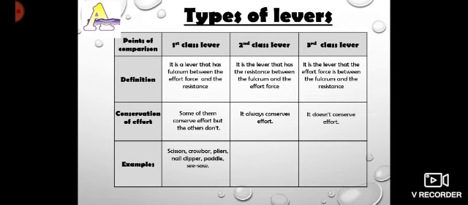And now here are some examples for each of them. The first class lever: scissors, crowbar, pillars, nail clipper, the pedal and the seesaw. The examples for the second class levers are wheelbarrow, stapler, soda water opener, and the nutcracker. Examples for third class levers: manual broom, hockey bat, fishing hook, tweezers, and coal holder.